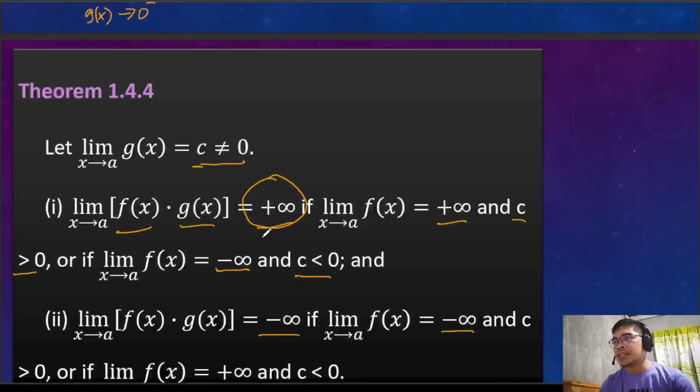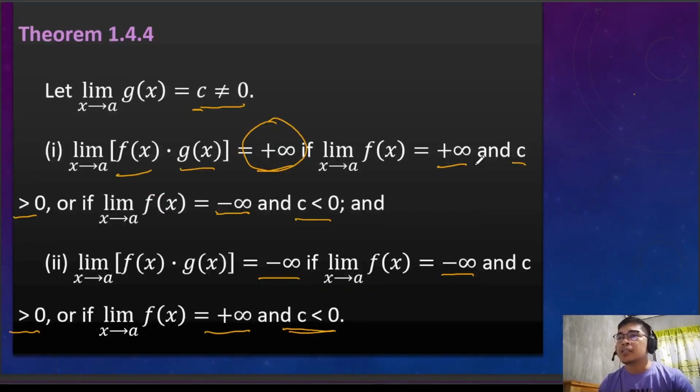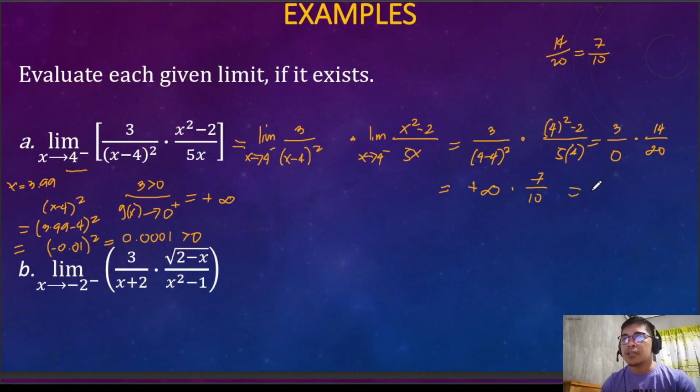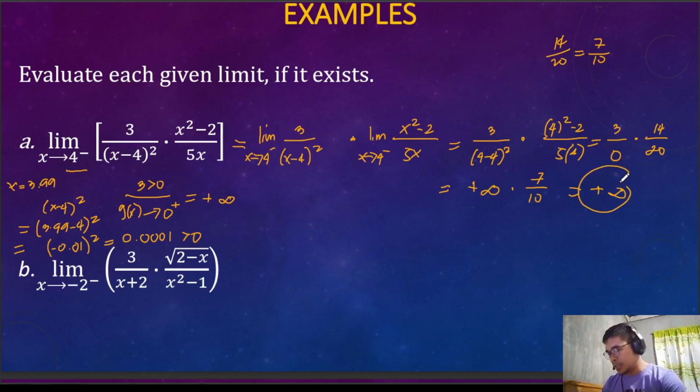Then we go back to our theorem. We have positive infinity for f of x, and our c is greater than 0, which is 7 over 10. Therefore, our limit here is positive infinity for this given. So the limit of 3 over the square root of x minus 4 times x squared minus 2 over 5x as x approaches 4 from the left is positive infinity.